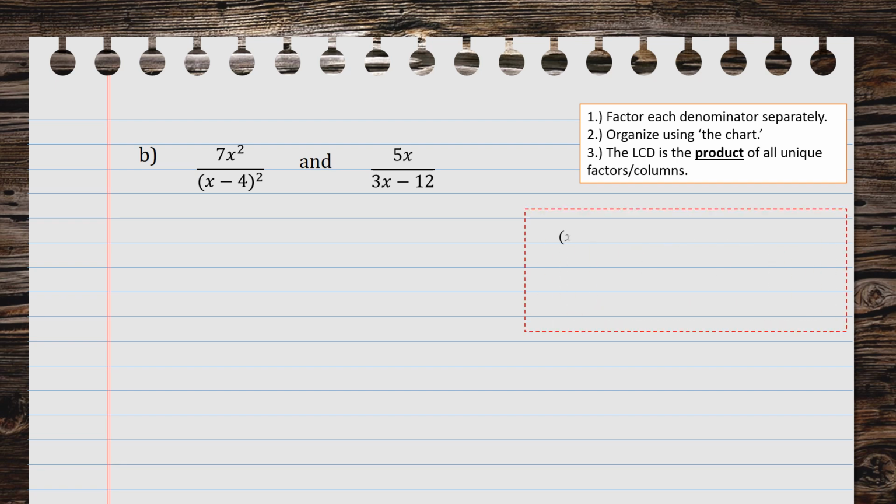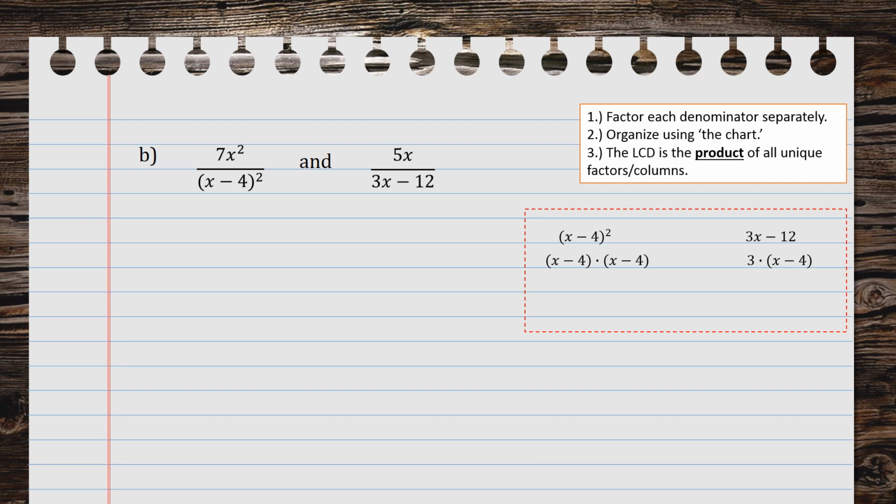On the side of our paper we have x minus 4 quantity squared. But remember, an exponent of 2 means it's that value times itself twice. So in other words, that really means x minus 4 times x minus 4. And it cannot factor anymore. Now we look at the other denominator of 3x minus 12. They both have a 3, so we factor out a 3, which gives us 3 times x minus 4. And that is done factoring.